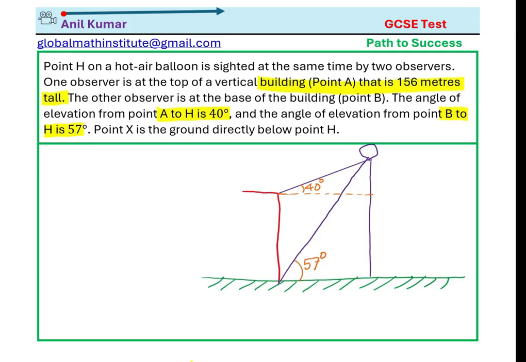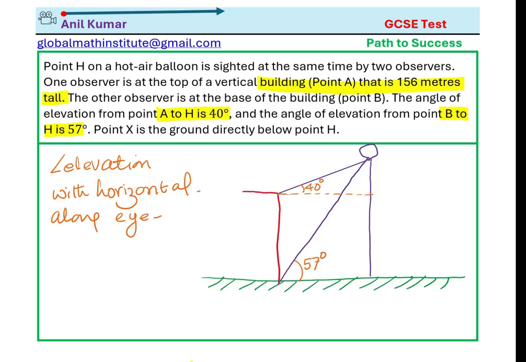So angle of elevation is with the horizontal, along the side, as you see, right? Now, the other term commonly used is angle of depression, which will be from the horizontal looking downwards. Normally, it will be the same as angle of elevation. Alternate angles, you get the whole idea.